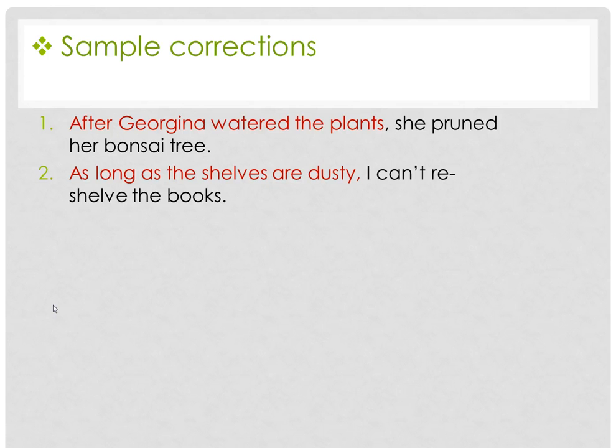Here's another example of keeping the subordinating conjunction at the beginning of the sentence. As long as the shelves are dusty, comma, I can't reshelve the books. Again, I used the same method. I added a new subject, new predicate, and I made sure that it was an independent clause that was added.